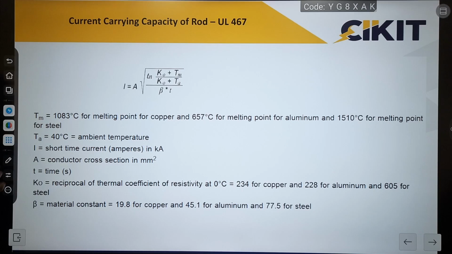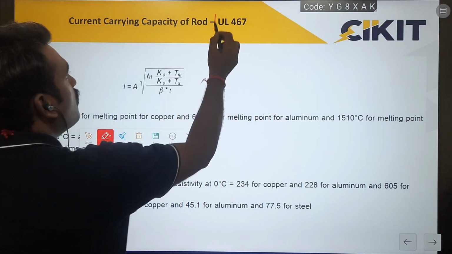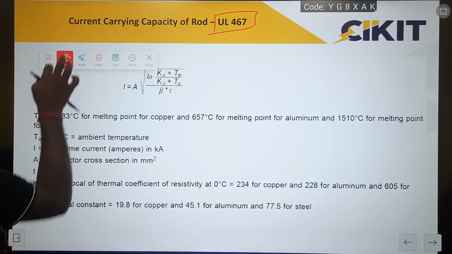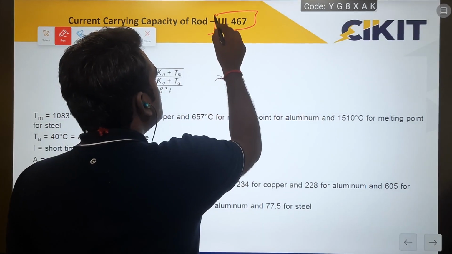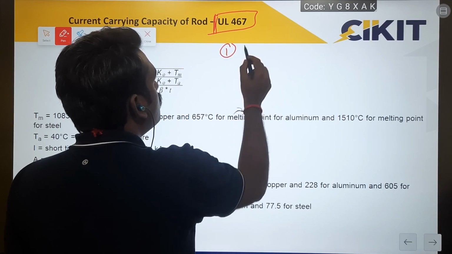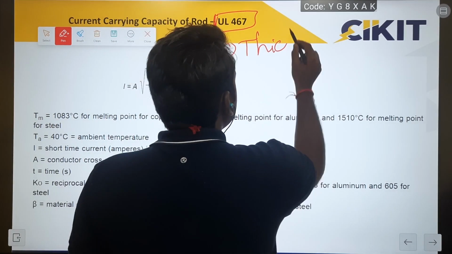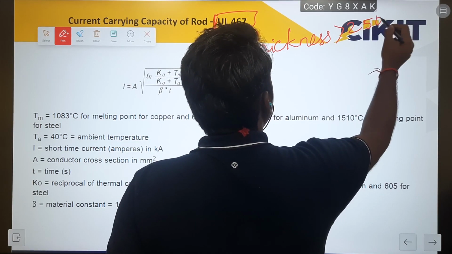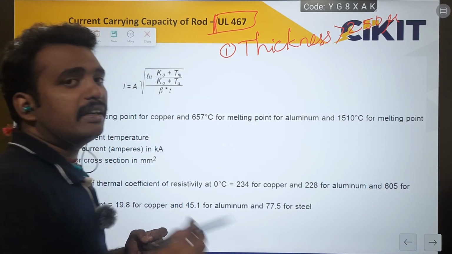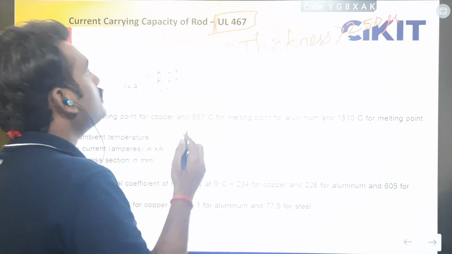Nowadays many people are commonly going for copper bonded rod. UL467 has provided the formula for calculating the current carrying capacity of copper bonded rods as well. Using this formula, I can calculate the current carrying capacity of copper bonded rods. The specialty of UL467 is that its testing methods are very stringent. The first thing is the thickness. The thickness of the coating should be greater than 254 microns, that is 250 microns. That is the most important thing. It is not the average thickness, it is the minimum thickness.